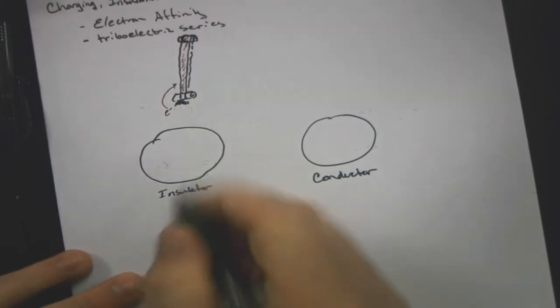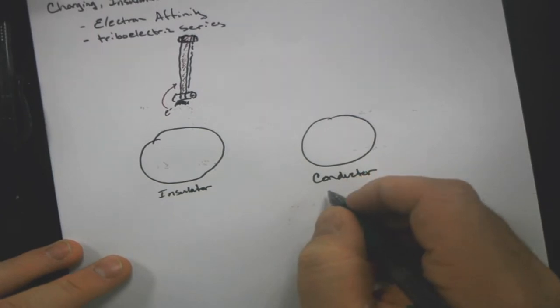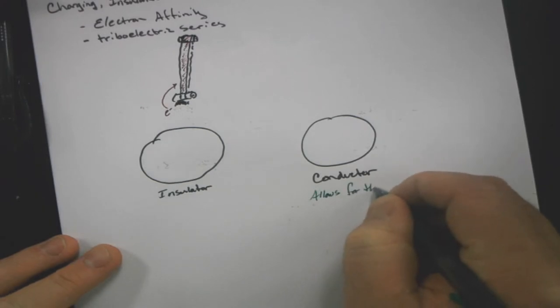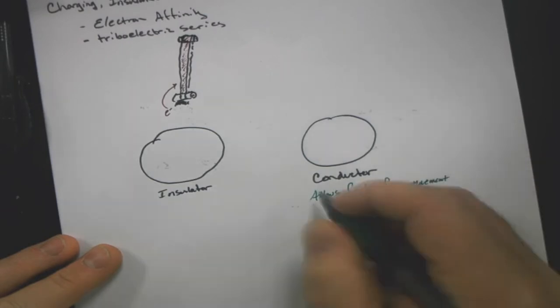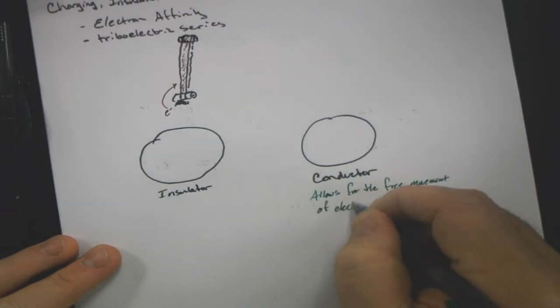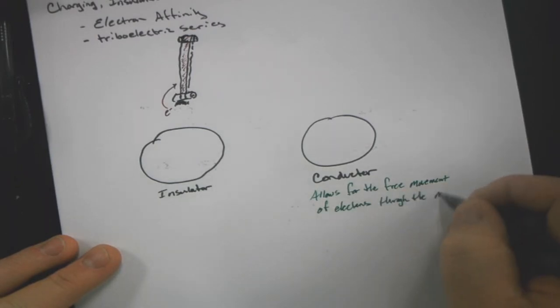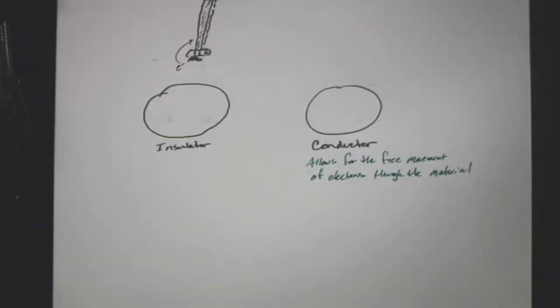Okay, and the differences here: an insulator, well, a conductor. We'll start with that. A conductor allows for the free movement of electrons through the material. Now, there are some consequences to this, some connotations to this.